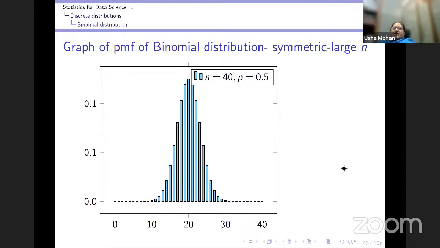Do we use binomial distribution? A PMF is there for every discrete distribution. It is not that we're using binomial over PMF.